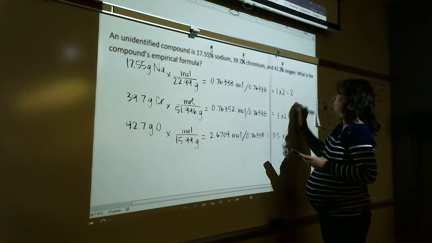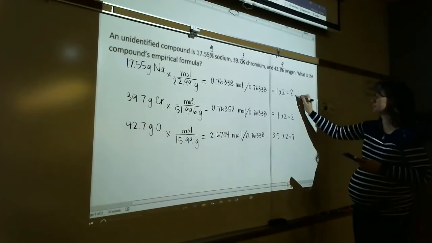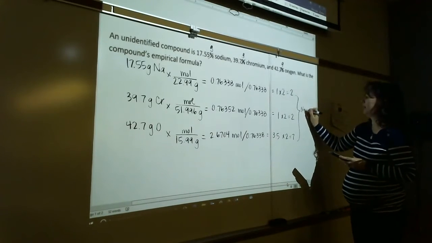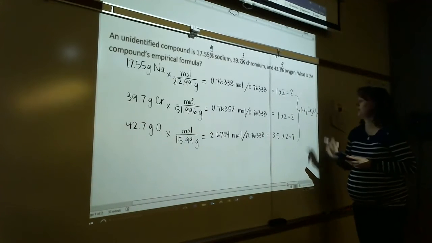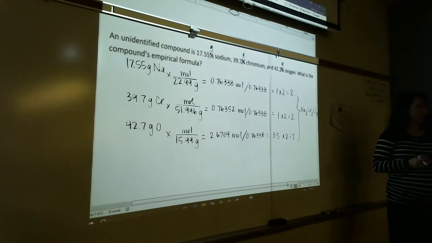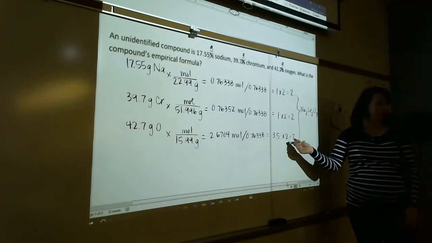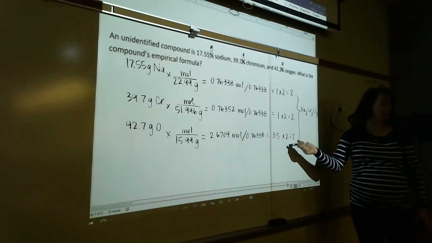So that's 2, and that's 7. So that's where we get Na2Cr2O7. Does that make sense? Do you see where you made your mistake if you made one? Most common mistake is they'll double this one and they'll just forget to do it to the other two. Is that what happened here?